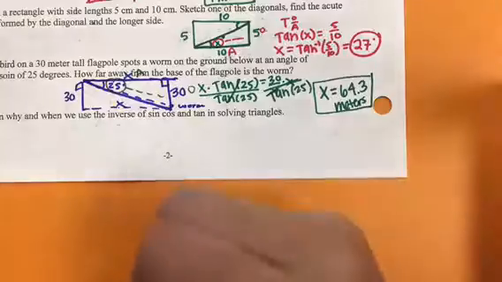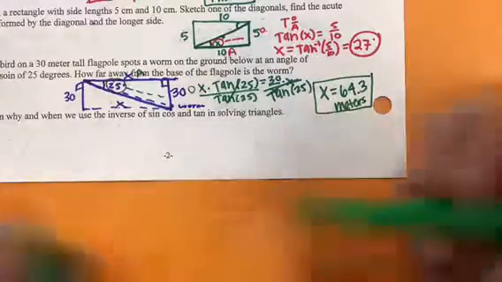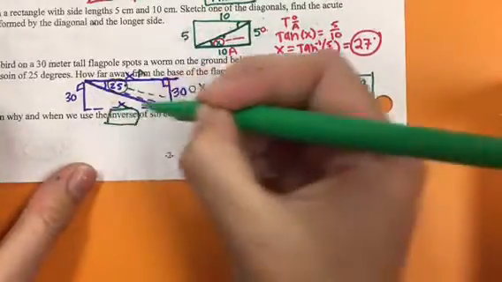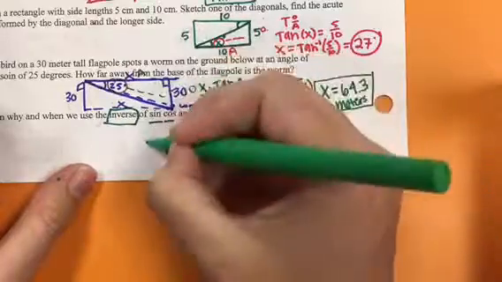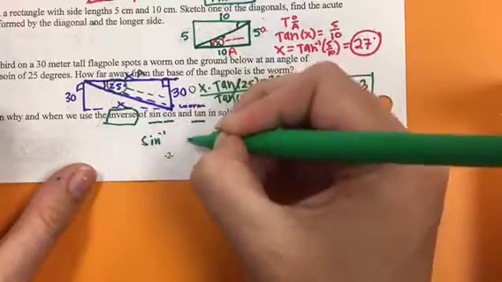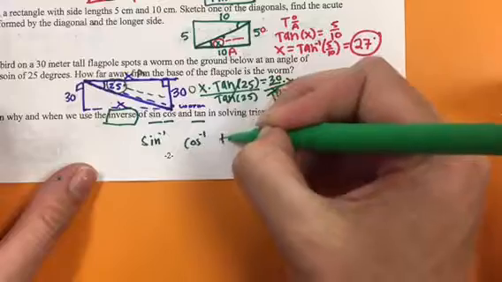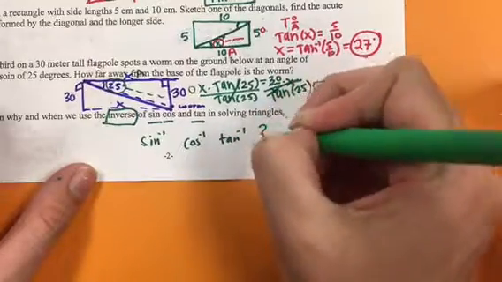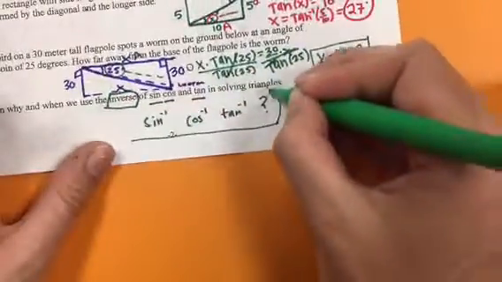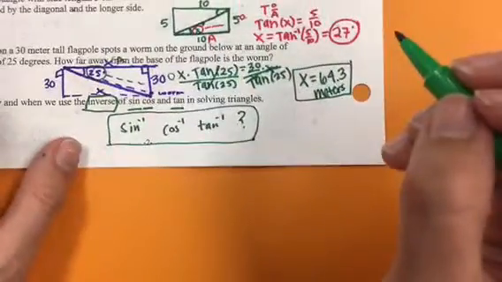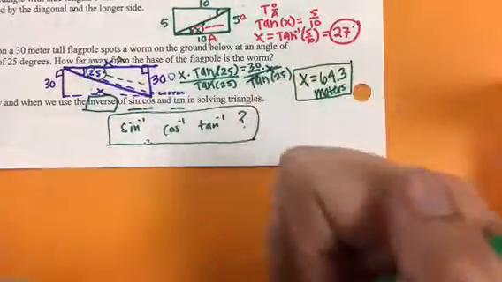Problem 28. Explain why and when we use the inverse of sine, cosine, and tangent. So when do we use the inverse? I want you to answer that on your own. If you need to, look back through the videos and see where we use those.